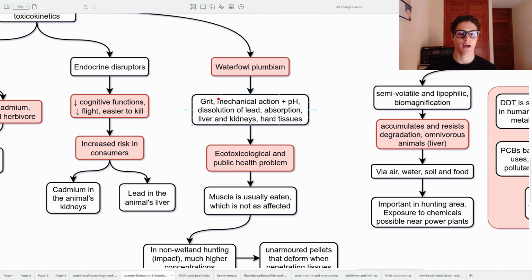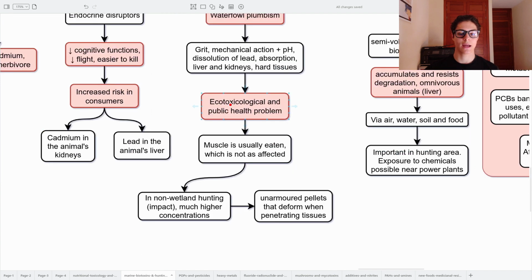So these birds have the grit, which is a mechanical action that together with pH, they dissolve the lead from the pellets. This will lead to the absorption and an accumulation in the liver and kidneys, and then to the heart tissues, because lead accumulates in the bones mainly. There is an ecotoxicological and a public health problem due to this. Again, the One Health concept.